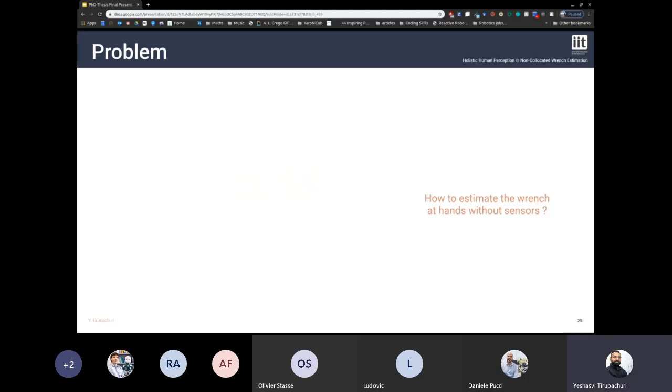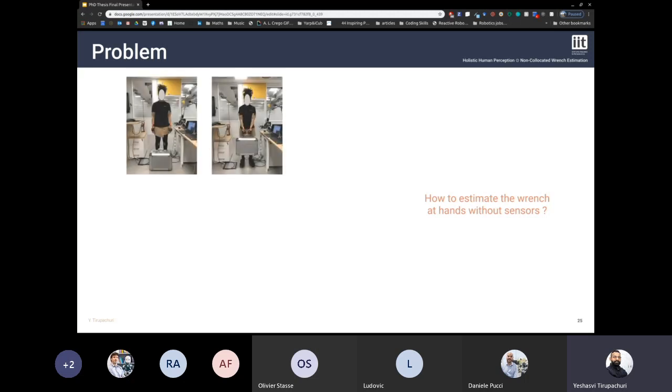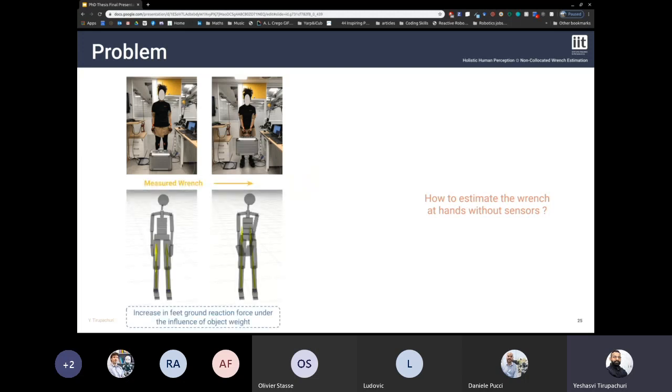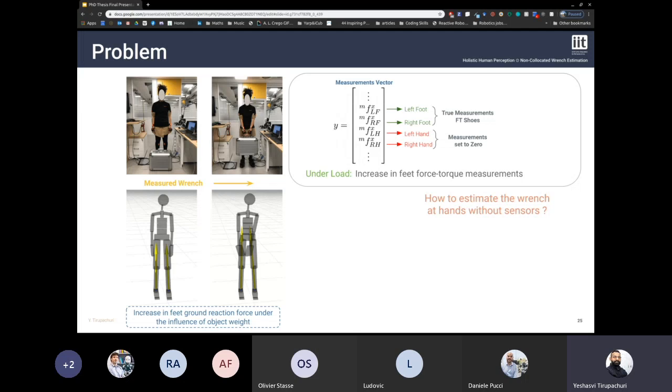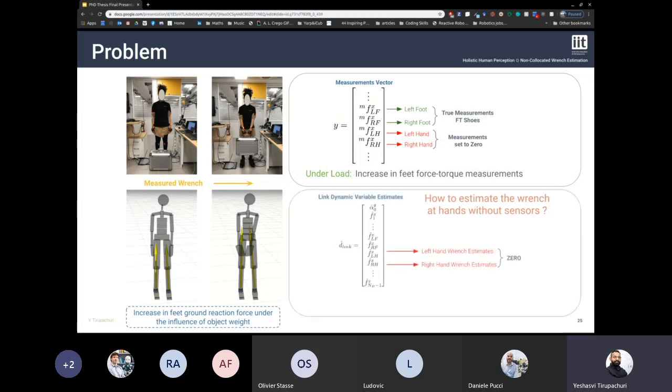Now let us consider a new problem: how to estimate the wrench at the interaction at the hands without any force torque sensors. Consider an example scenario where the human is lifting an object of considerable weight. Under the influence of this object, the ground reaction forces are increased, which is reflected by the increase in the measurements coming from the FT sensors. Looking at the measurement vector, we fill it with the direct measurements coming from the FT shoes for the feet, but for the measurements of the hands, we are setting them to be 0. So the wrench estimates of the hands are pushed close to their measurements, which are 0. The problem of non-collocated wrench estimation deals with estimating the wrench at the hands that reflect the object weight.